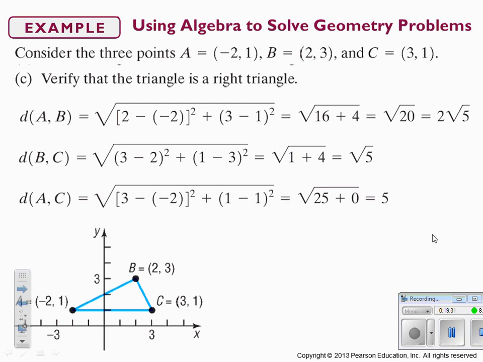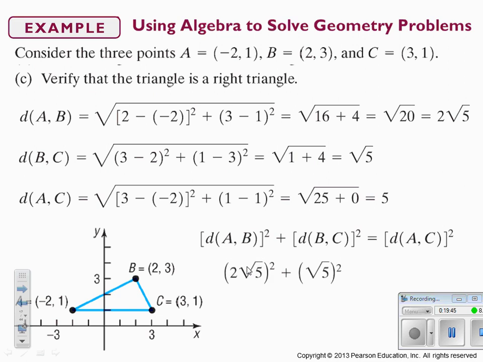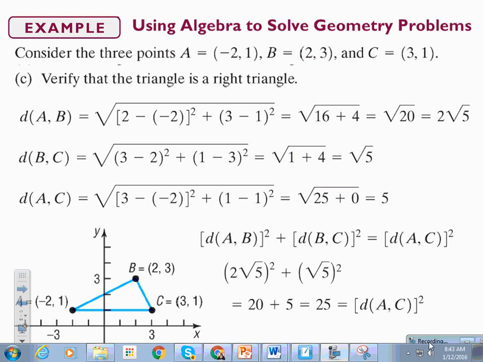Verify the triangle is a right triangle. So if it's a right triangle, then a squared plus b squared would equal c squared. So 2 root 5 squared plus root 5 squared would have to equal 5 squared. And this is 20. This is 5. It equals 25, which is equal to our hypotenuse squared.